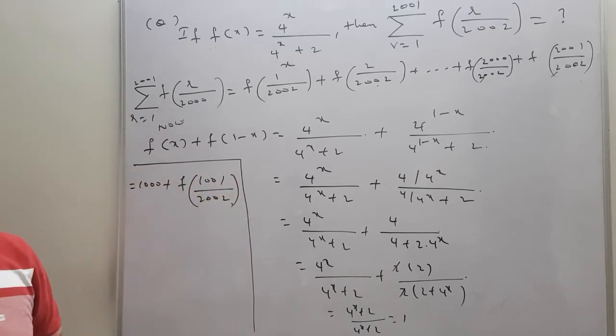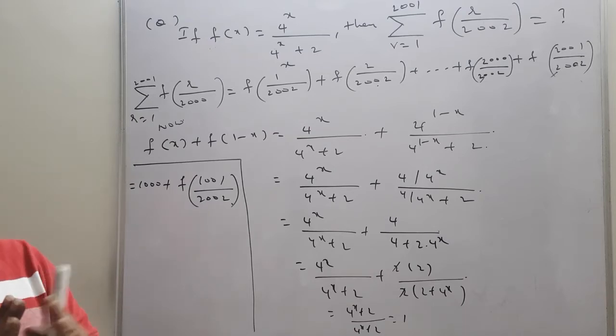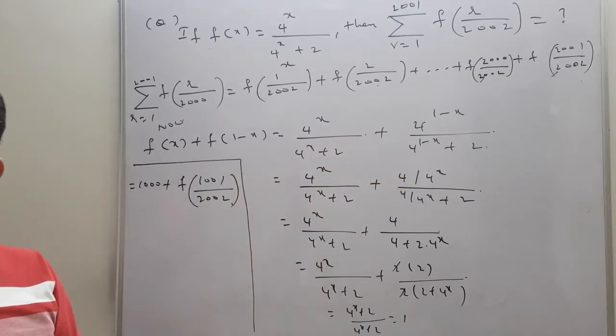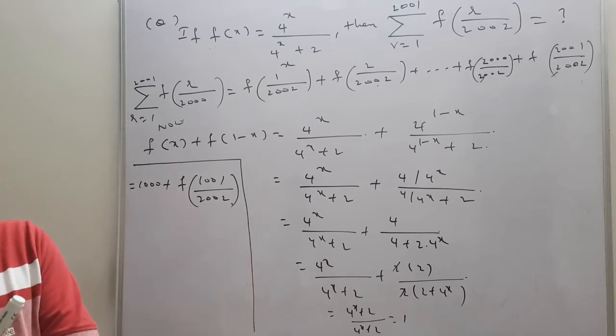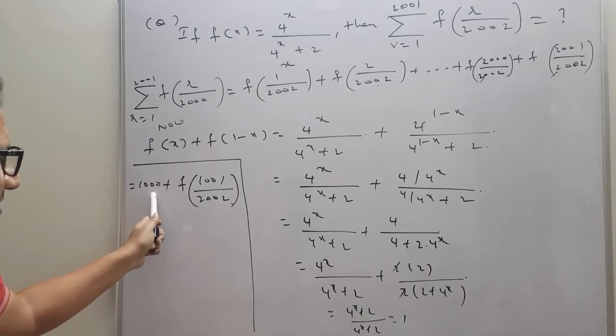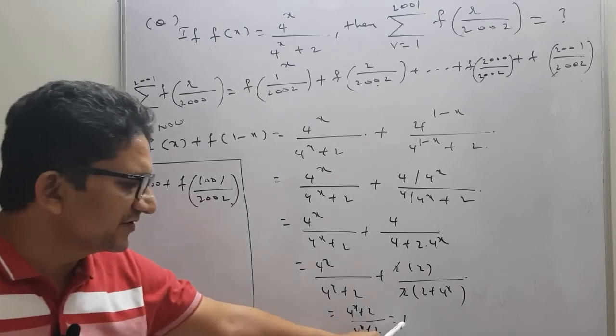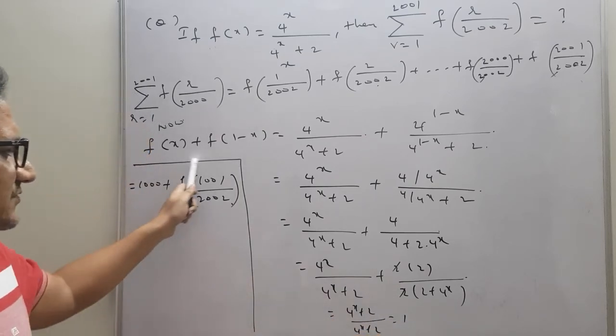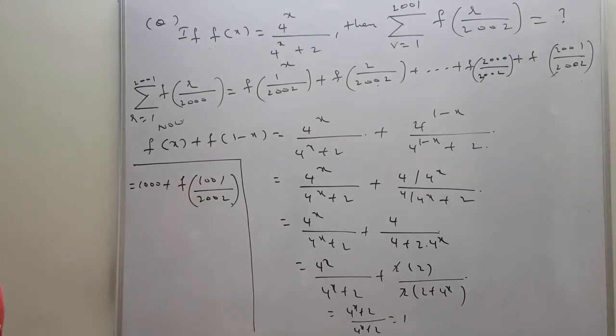Is it correct or not, students? Tell me. Total there exist 2001 numbers. Of those, 2000 can be formed as pairs, that means 1000 pairs. 1000 pairs will give 1000, because every value is 1 only. So this will be left alone or not? Yes, sir.